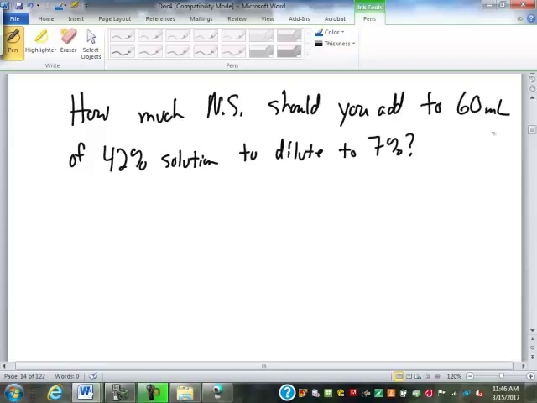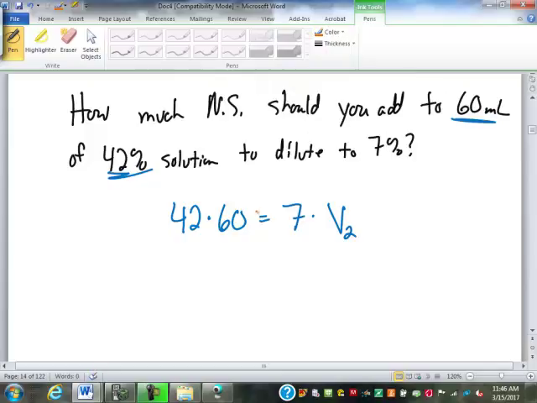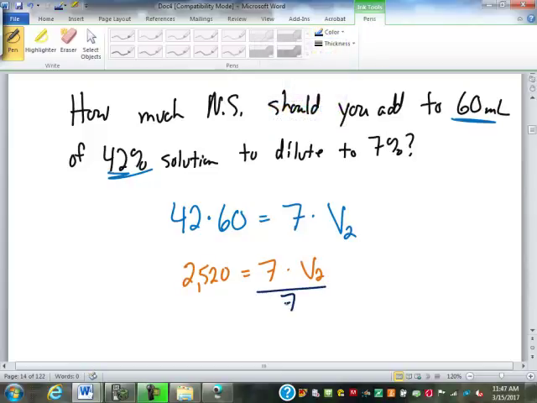So again, we have an old concentration and an old volume. So 42% times 60 milliliters. Now this time we have the new concentration of 7%, and we are looking for the new volume. So we have 42 times 60, which is 2,520, equals 7 times V2. And we'll divide by the 7, which should be 360 equals V2.